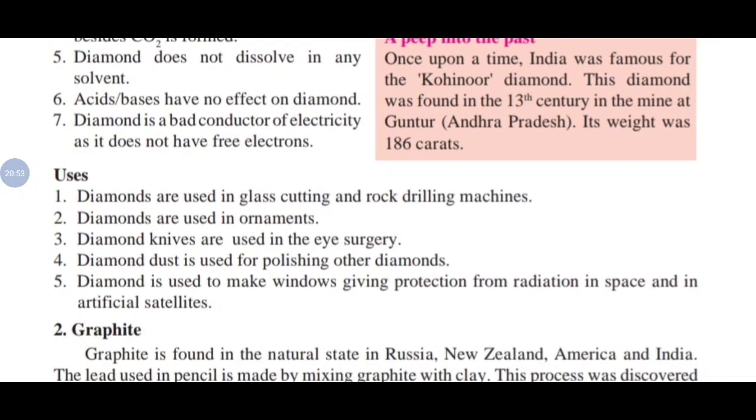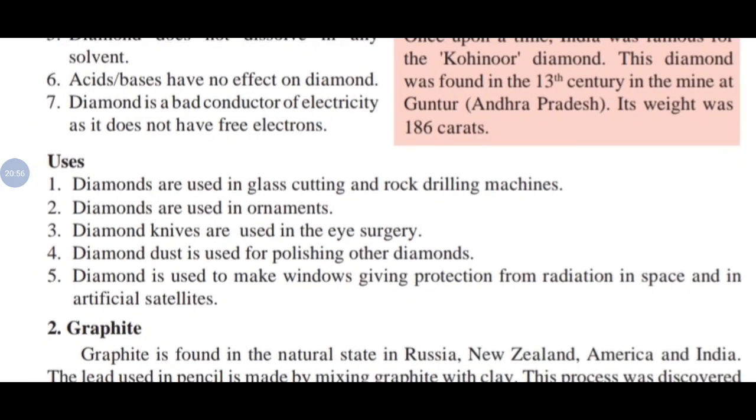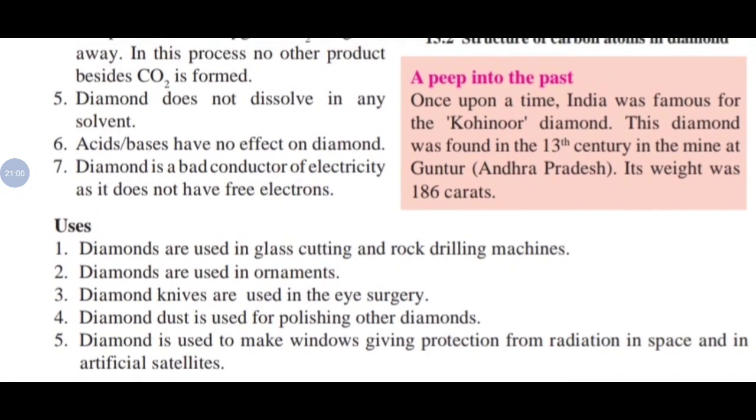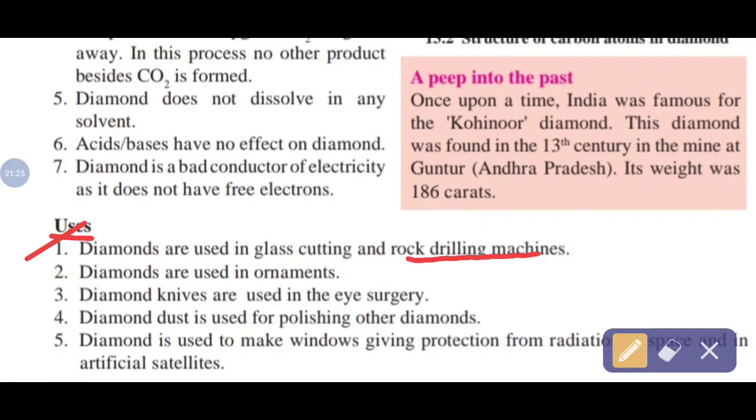Next point is uses of diamond. Questions of 2 marks, 3 marks, 5 marks, or some important sentences are asked in the form of objective questions also. So what is the first use? Diamonds are used in glass cutting and rock drilling machines. Why? Because we learned a very important property in the above point, that it is the hardest natural substance.